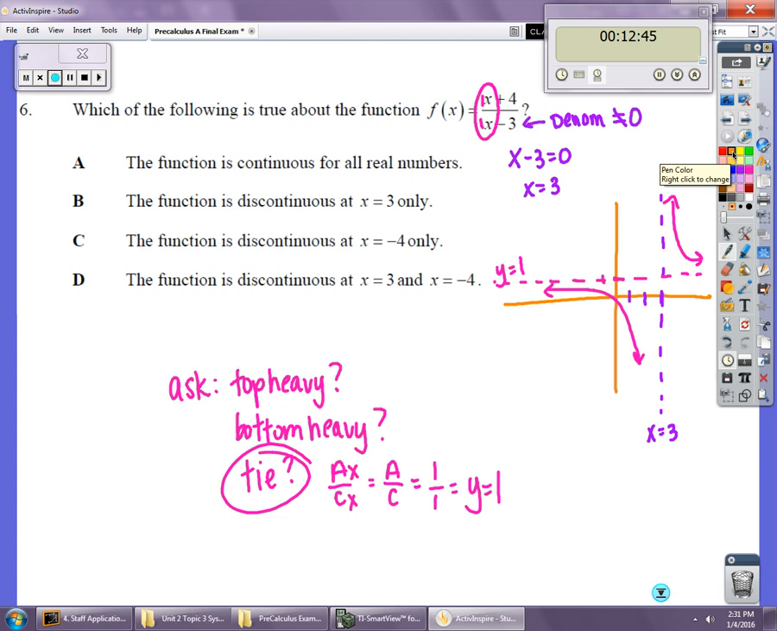And now let's take a look at the answers here. The function is continuous for all numbers. Well, that's not true because we have an asymptote at x equals 3, so that's definitely out. The function is discontinuous at x equals 3 only, and that is true. Discontinuous at -4, that is not true. At -4, like around here, that's fine, right? We're good at -4. So this one's also not right. So it looks like B is the only place where the x value gives us a discontinuous function. So we're going to choose B.